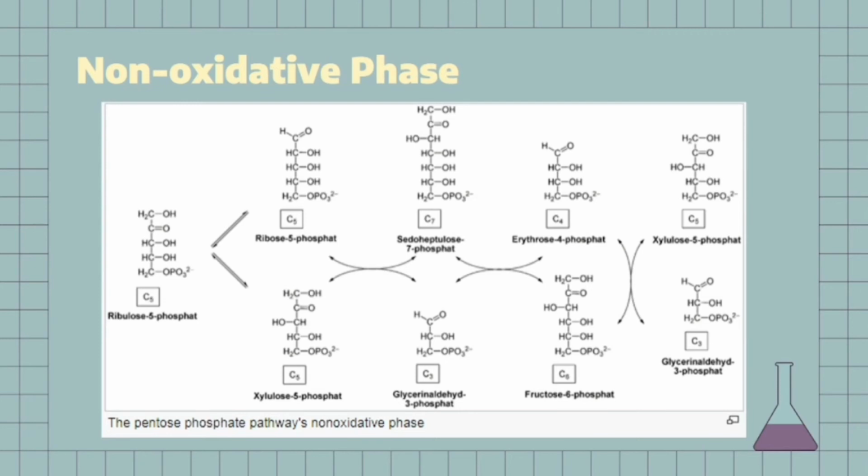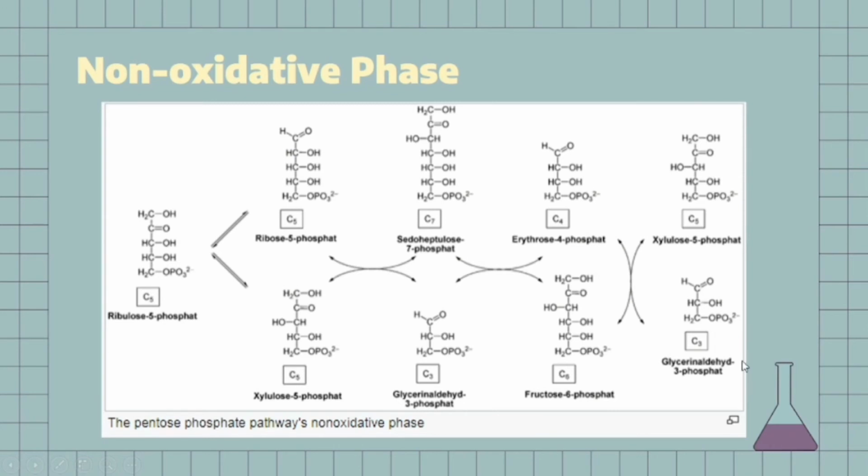The 3 carbon section that we get from the sedoheptulose 7-phosphate is transferred to the glyceraldehyde 3-phosphate, which is now formed into fructose 6-phosphate. And this fructose 6-phosphate is one of the final products of the non-oxidative phase.